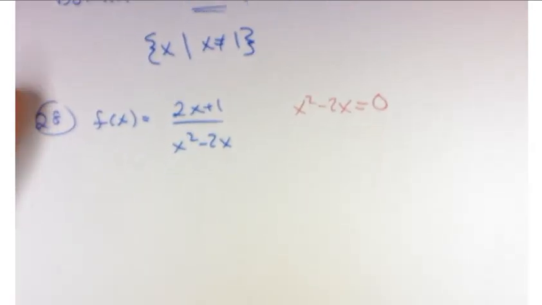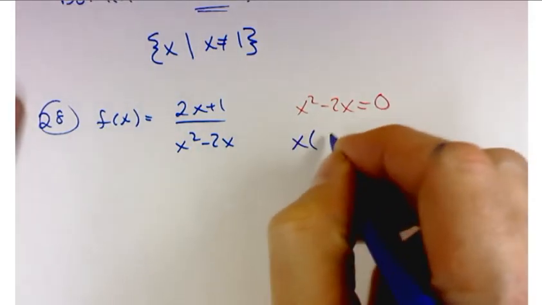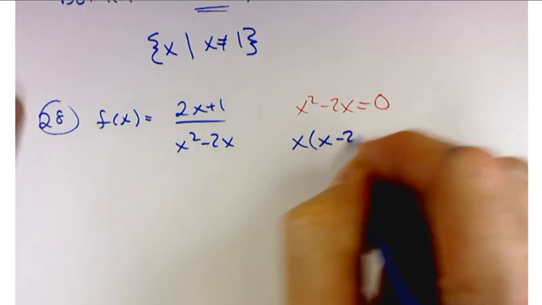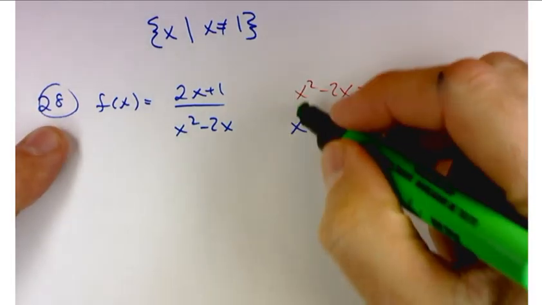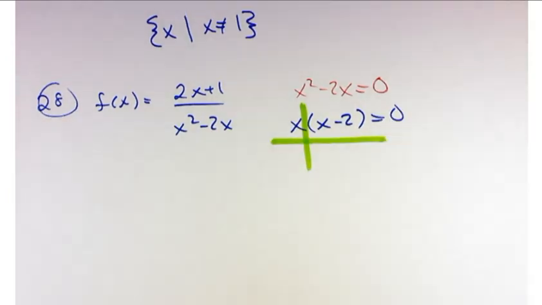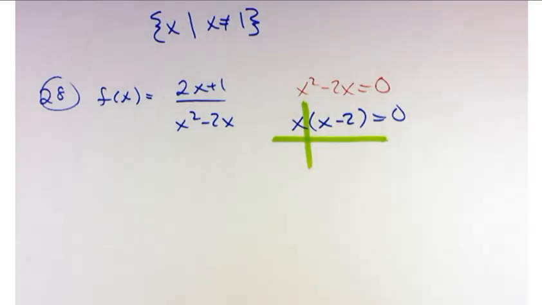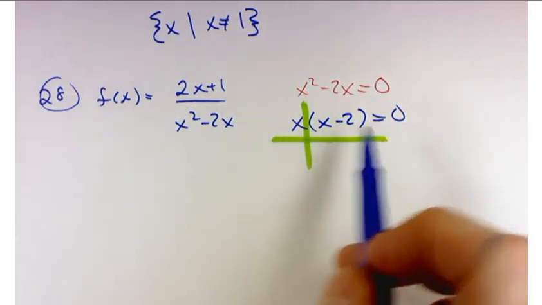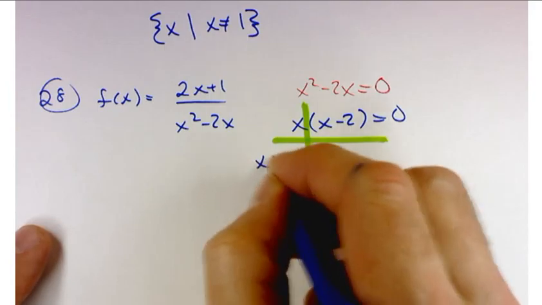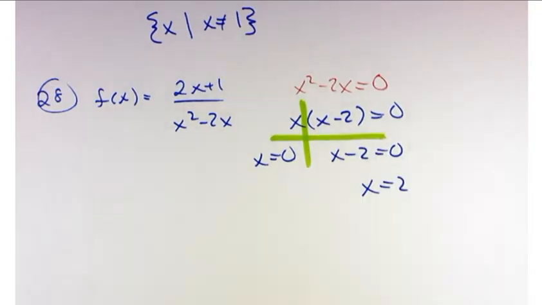Suggestions. What can we do to figure out where x squared minus 2x equals 0? All right, let's factor this out. You can factor out a GCF, x times x minus 2. If you take a close look at what we have, you've got something times something else equals 0. So if two things multiply to give you 0, one of those has to have been 0. So either x equals 0, or x minus 2 equals 0, but that happens when x equals 2.